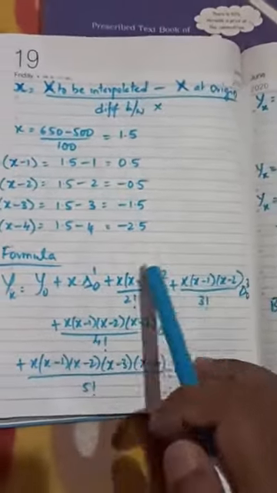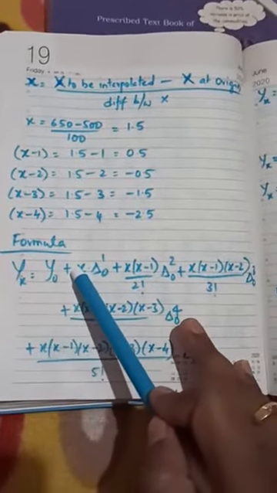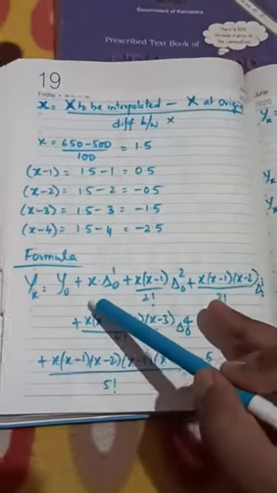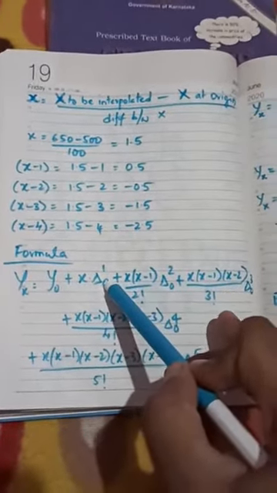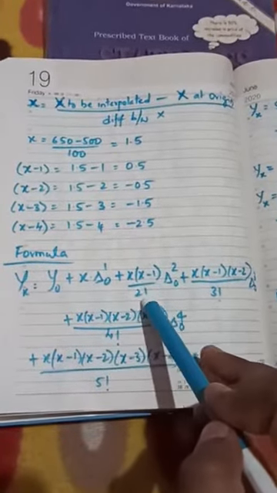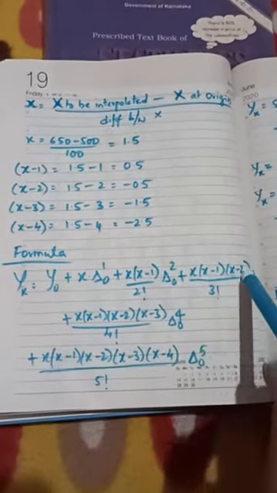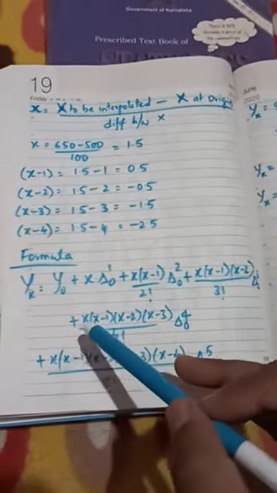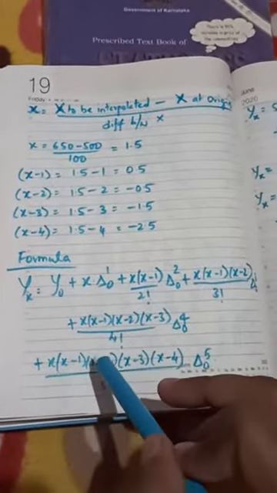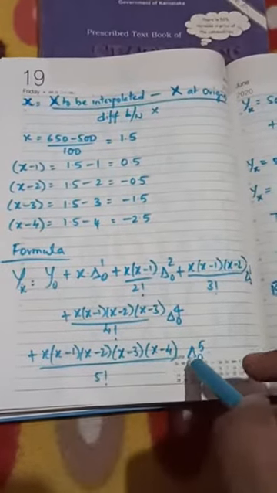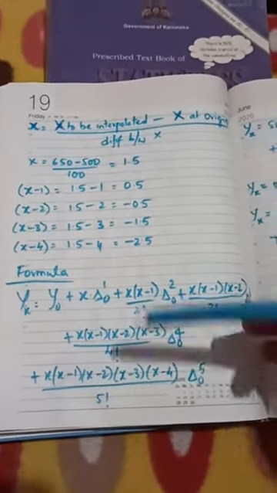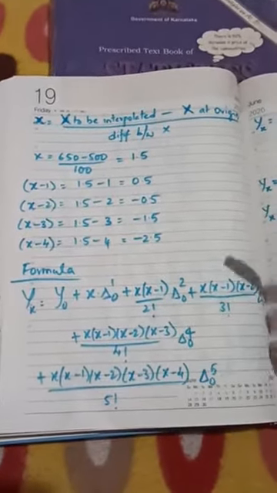And you know the formula, right? Same formula: Yx equals y naught plus x, which you have calculated as 1.5, into delta naught 1, the first leading difference which I put in the box. Next, plus x into x minus 1 by 2 factorial into delta naught 2, plus x minus 1, x minus 2 by 3 factorial delta naught 3, plus x minus 1, x minus 2, x minus 3 by 4 factorial delta naught 4, plus x minus 1, x minus 2, x minus 3, x minus 4 by 5 factorial delta naught 5, because the leading difference has gone up to the fifth. Because 6 values are known, obviously you get 5 leading differences.